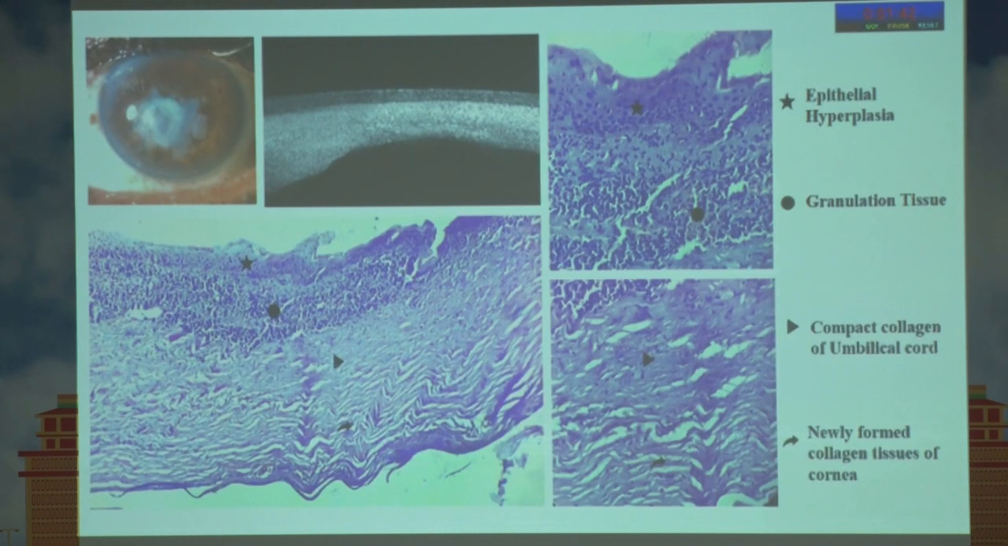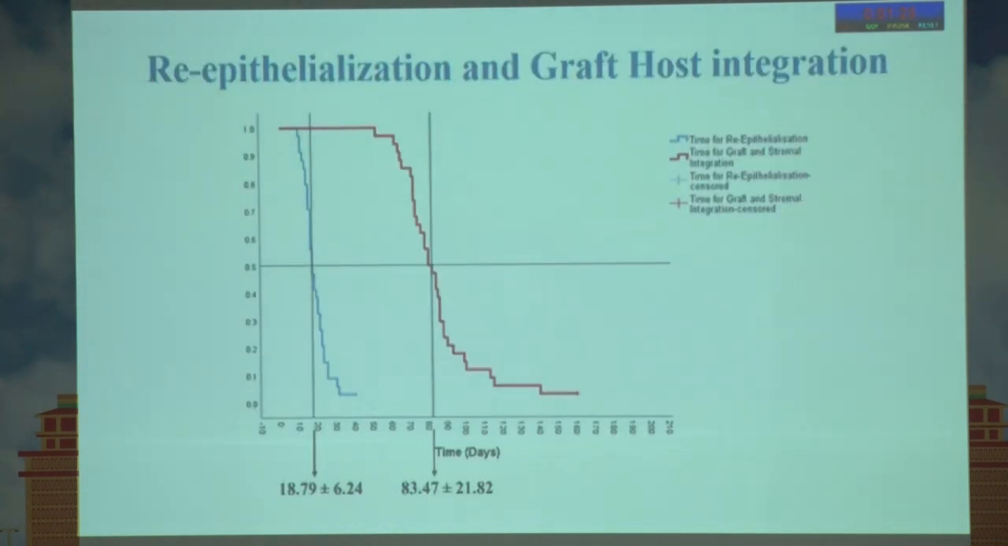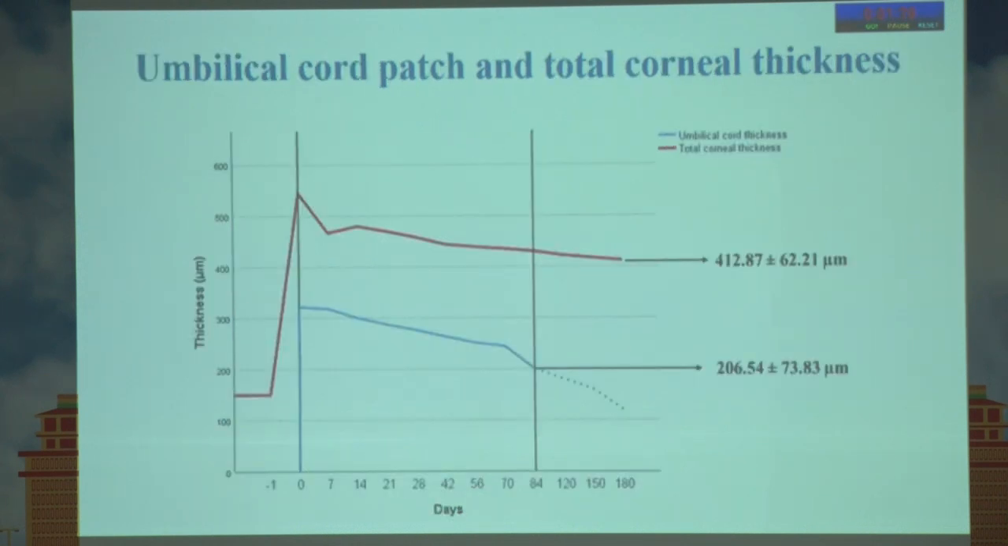In this histopathology, you can see there is epithelial hyperplasia, which is coming from the umbilical cord, and the granulation tissue, which is occurring due to the scarring which is formed. There is a compact collagen due to the umbilical cord, and the newly formed collagen fibers are forming in the cornea behind that. The mean re-epithelialization time is 19 days, and the mean graft host integration time was 84 days. The mean corneal thickness was 412 micron after 6 months, and mean umbilical cord thickness was 206 micron after 3 months.